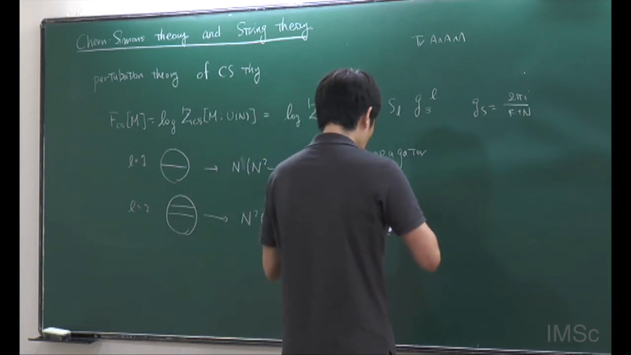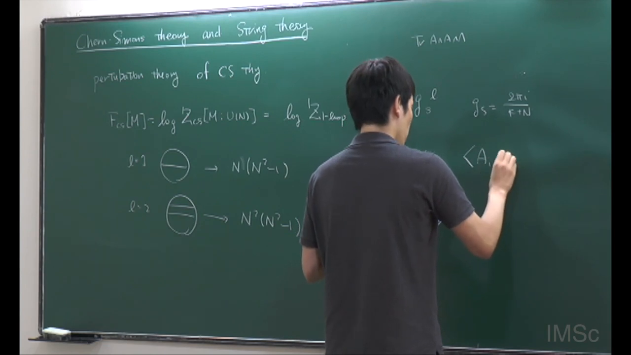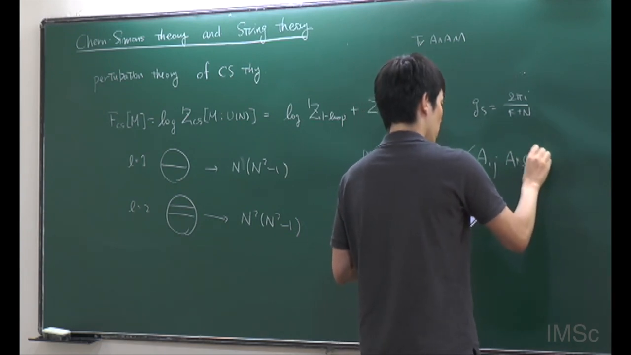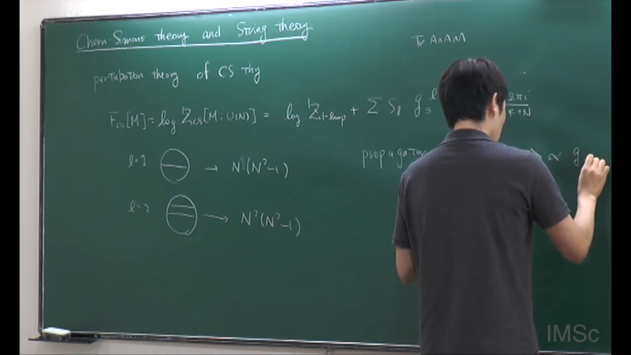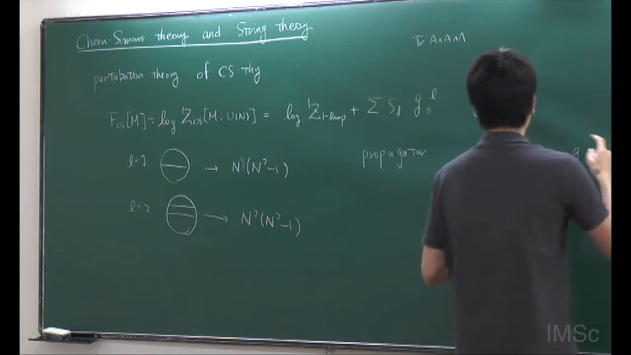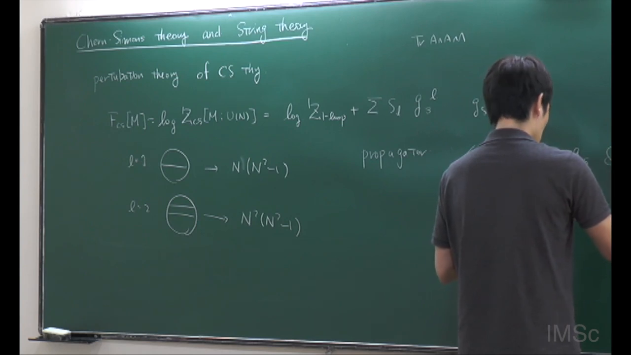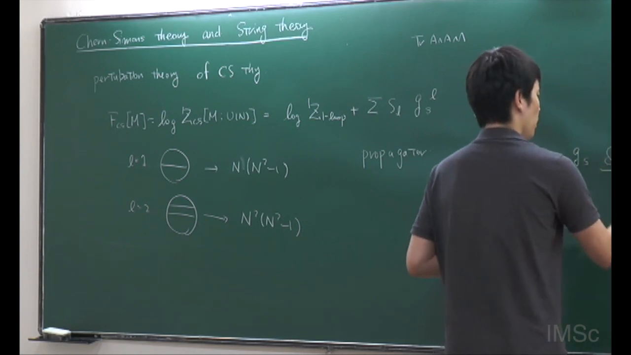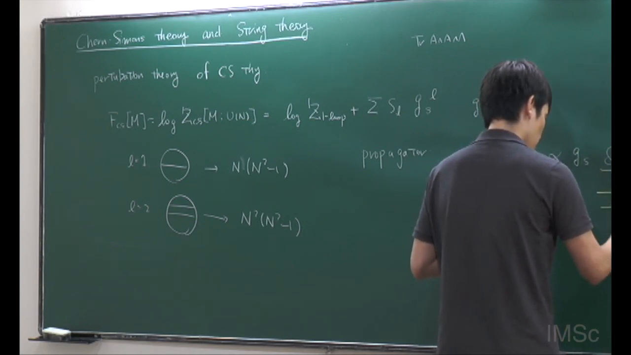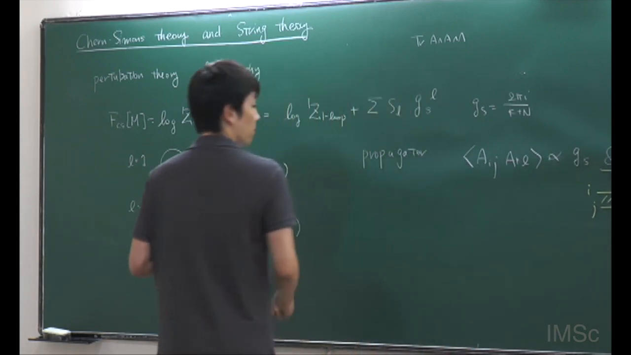So the propagator is given by A_ij A_kl, which is proportional to g_string. So g_s later becomes the string coupling, actually. That's why I call it g string. Times delta_il delta_jk. And this part is schematically written as the fat graph, il and jk. Okay, fat graph. So this is a propagator for Chern-Simons theory.